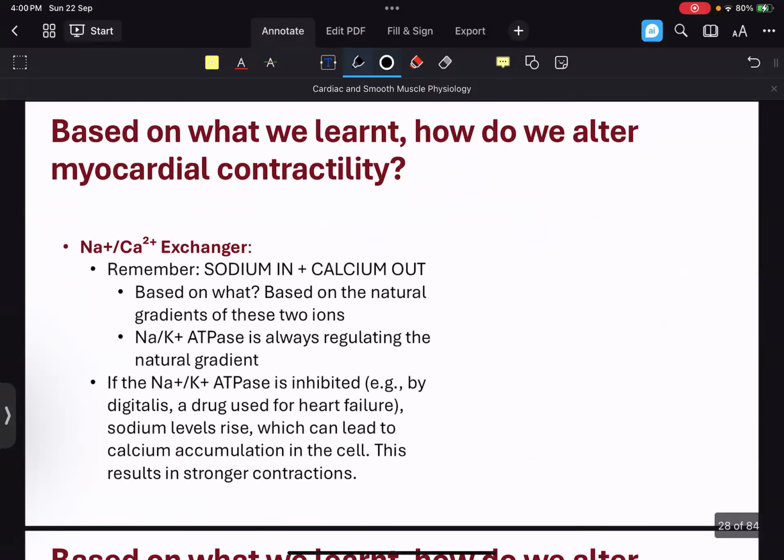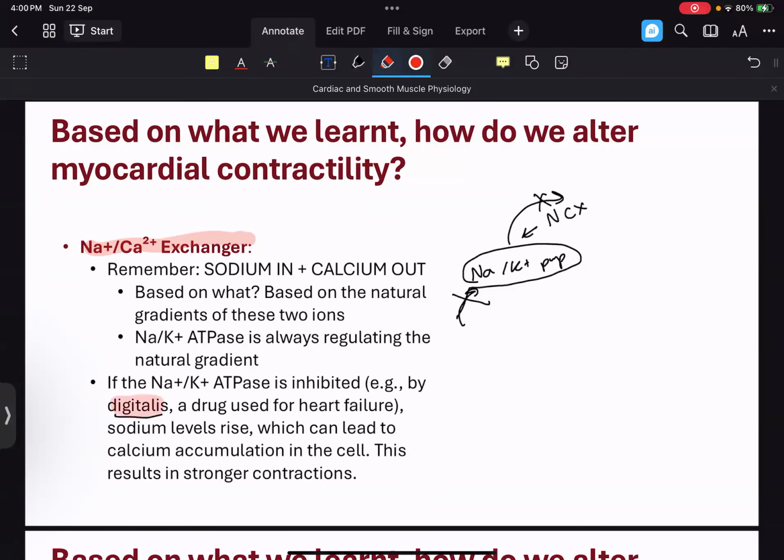So moving on, what about the sodium calcium exchanger? As I said, the sodium calcium exchanger, the NCX, directly depends on the sodium potassium pump. And we have a drug called digitalis, digoxin. What this drug is going to do is inhibit the sodium potassium pump. So if this is inhibited, then this is going to inhibit the NCX. Now, this does not mean that you won't have contractions.